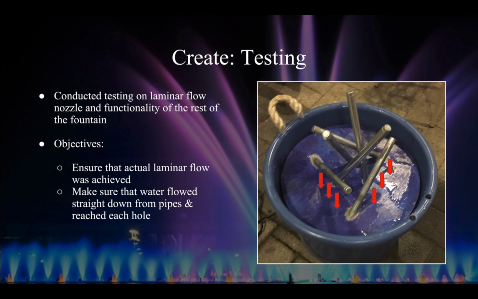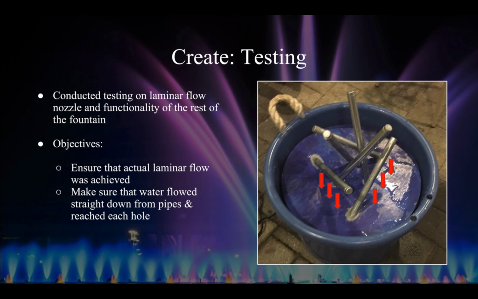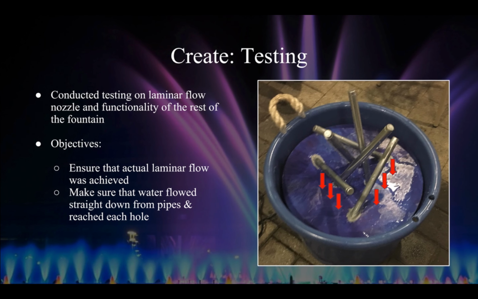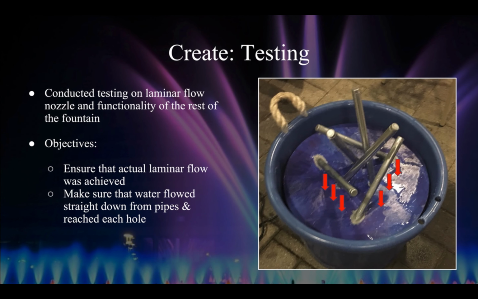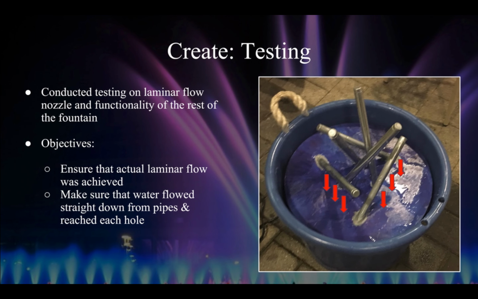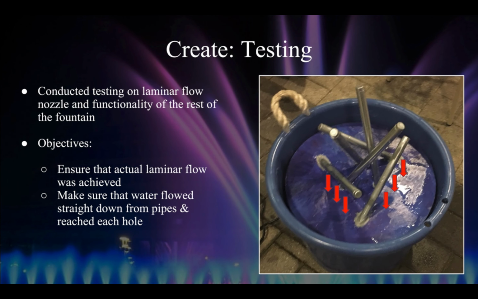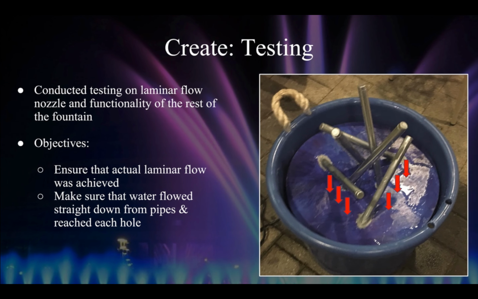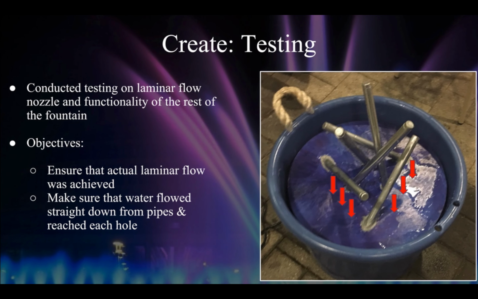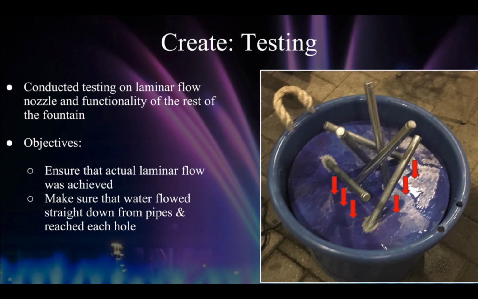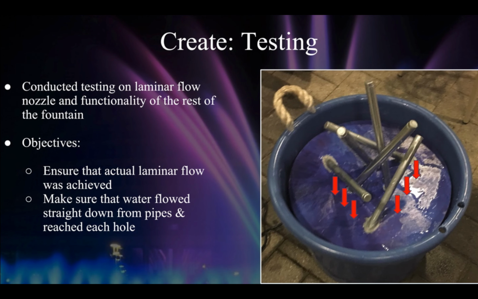Testing. In this segment, we conducted testing on the laminar flow nozzle, as well as the functionality of the rest of the fountain that would have water flowing through it. During testing, we wanted to ensure that we actually achieved laminar flow, and we also wanted to make sure that water flowed straight down from the pipes and reached each hole because we wanted to know if we had a pump that was powerful enough to produce the desired effect we wanted.